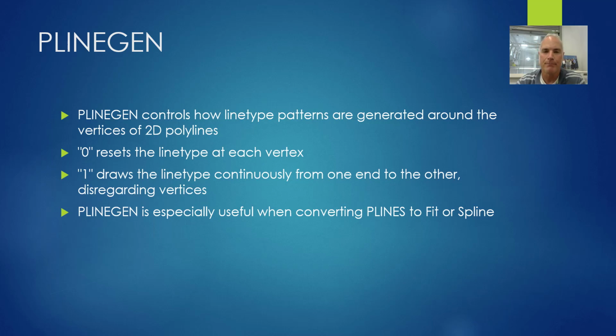If you're doing polylines, and this only applies to polylines, PLINEGEN controls how the line type patterns are generated around the vertices of 2D polylines. The default value of 0 resets the line at each vertex, and 1 draws the line type continuously from one vertex to the other, disregarding those vertices. So PLINEGEN is especially useful when you're converting polylines to fit or spline.